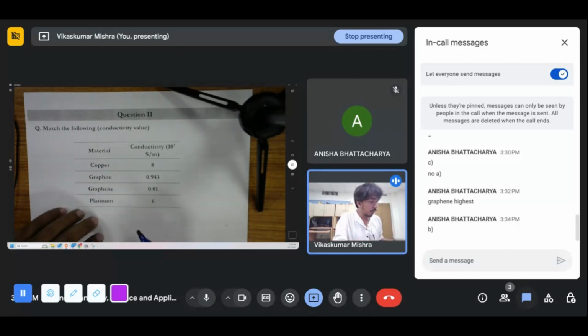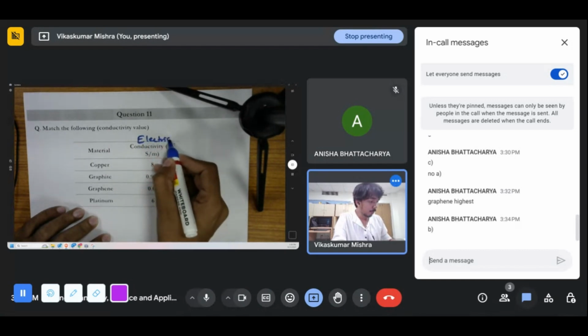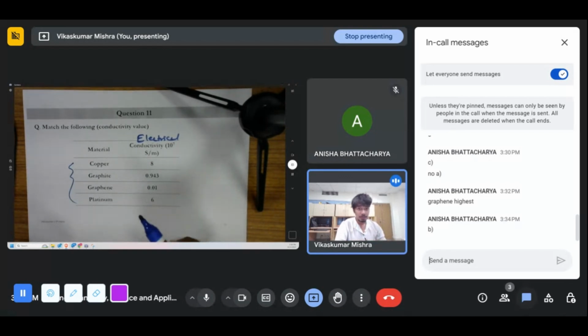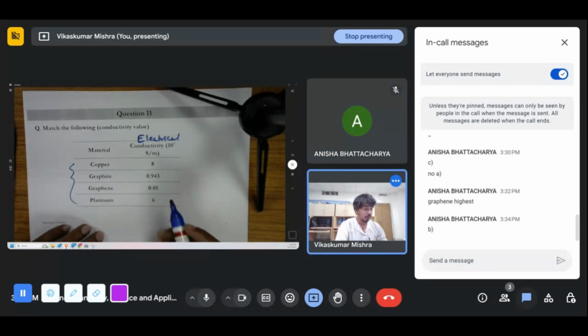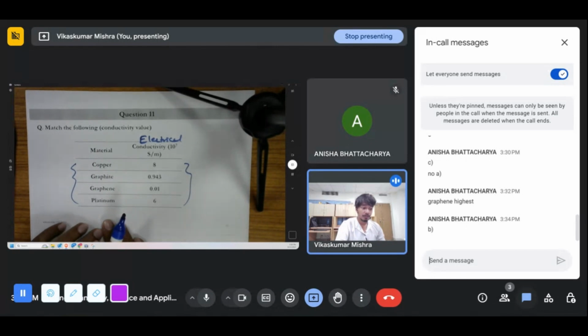We have to do the match the following. Let me tell you, this is the electrical conductivity. We have to match the material with the numbers over here. See, it is impossible for us to remember the conductivity values, so the aim of the question is not for you to remember the values. It is to find which one is the highest one. Among these numbers, the highest is 8. And then among these, find which one is having the more conductivity.